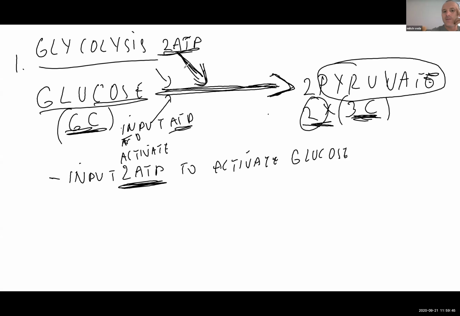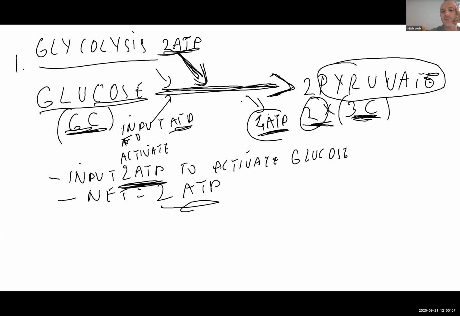Now, during this step of glycolysis, we input 2 ATPs, and by the end, we harvest 4 ATPs. Now, this is the gross product of ATP. What will be the net ATP? Net equals 2 ATP. Why? Because I need to input 2. If I get 4 ATP for glycolysis, the net is 2 ATP.